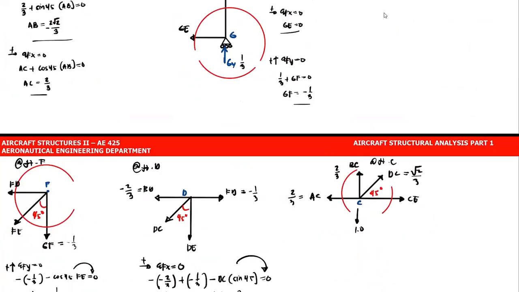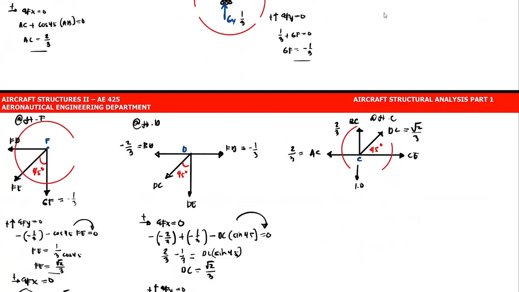So CE na lang. So by summation forces X ulit. So summation forces X is equal to 0. Going right is positive. Negative 2 over 3 plus CE plus cosine 45 square root of 2 over 3 is equal to 0. Okay, so anong value ng CE natin? CE is equal to negative 2 over 3 plus cosine 45 times square root of 2 over 2. And that is negative 1/3. Transpose, that is positive 1/3.